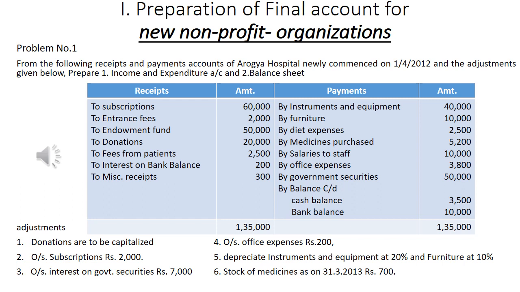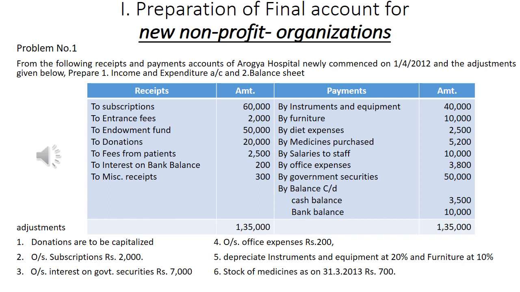Then coming to the third one, endowment fund. I told you already, all funds are to be shown on the liability side of the balance sheet. Endowment fund is also shown on the balance sheet liability side. Donation is capital in nature, so balance sheet liability side. Fees from patients is regular in nature, so that has to be entered on the credit side of the income and expenditure account. Then interest on bank balance is also revenue in nature, so credit side of income and expenditure account. Miscellaneous receipts, other receipts will be entered on the credit side of the income and expenditure account.